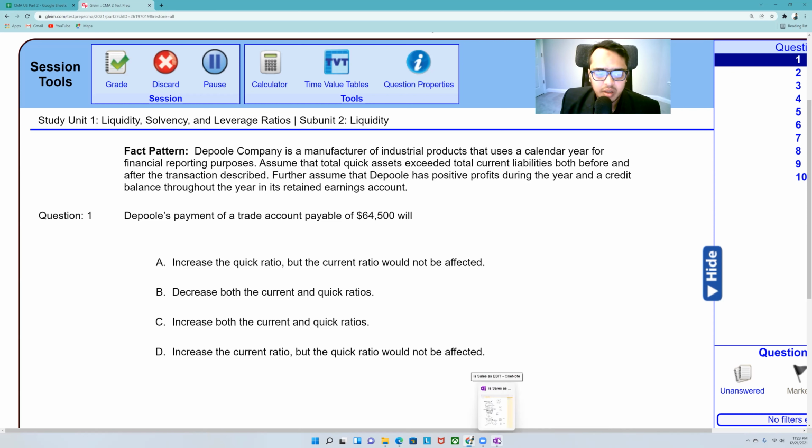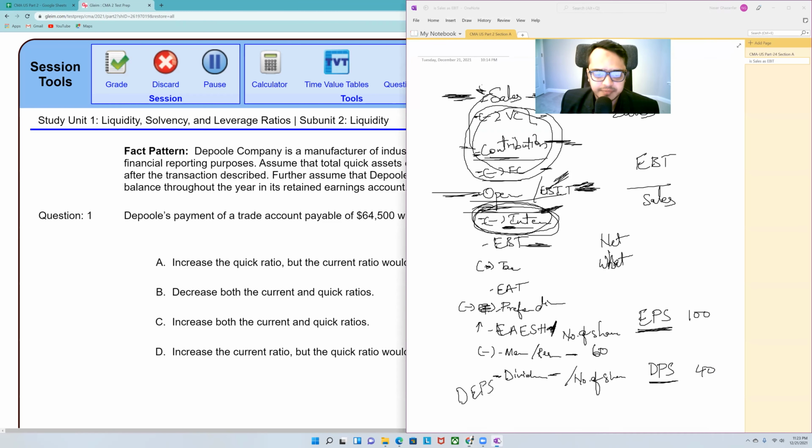So if he's going to make a payment of 64,500, what is going to be the effect? Option one is increase the quick ratio, but the current ratio would not be affected. Decrease both the current and quick ratios. Increase both the current and quick ratios. Increase the current ratio, but the quick ratio will not be affected.